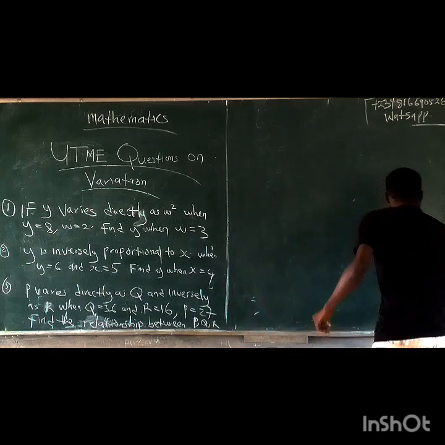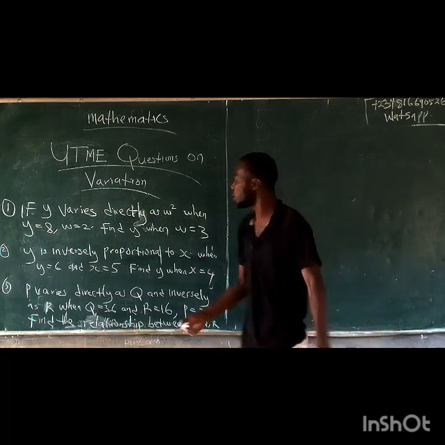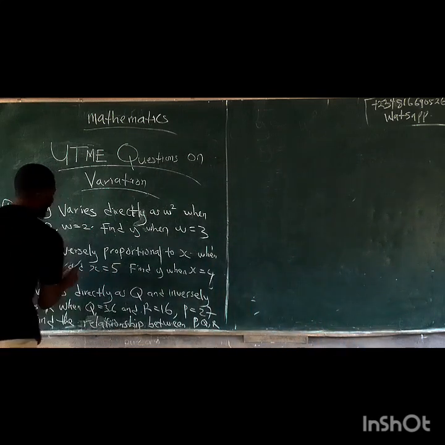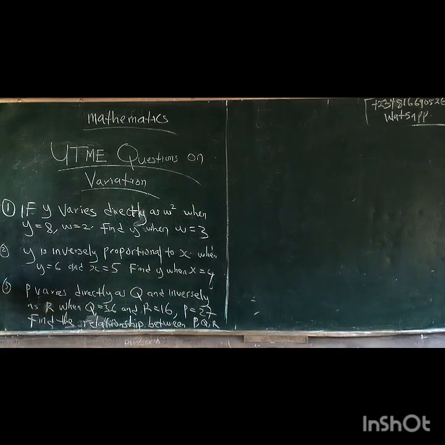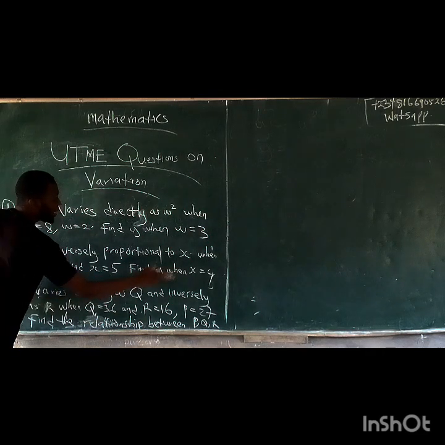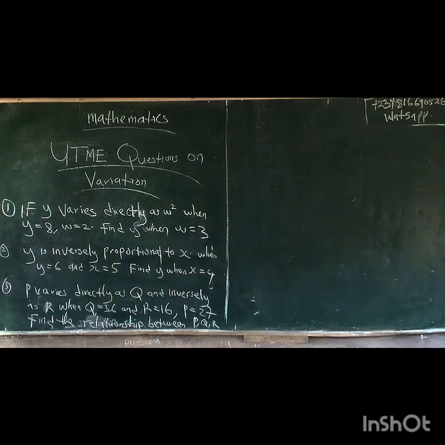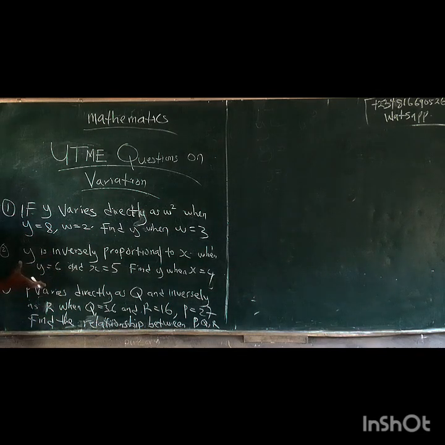Alright, so now the second question is: y is inversely proportional to x. When y equals 6 and x equals 5, find y when x equals 4. Now, how do I solve that? Y is inversely proportional to x when y equals 6 and x equals 5. Now, the first thing you need to do is determine what type of variation it is. This is called indirect variation, or you call it inverse variation.